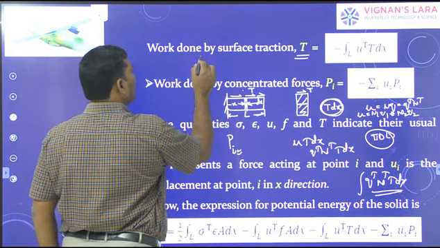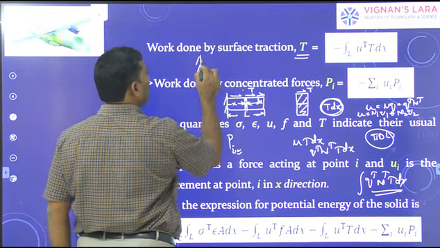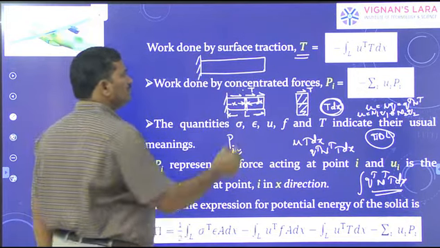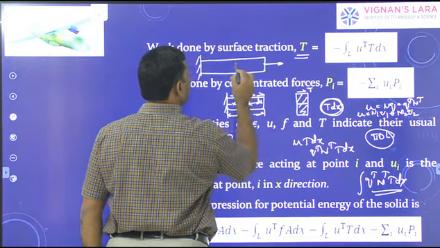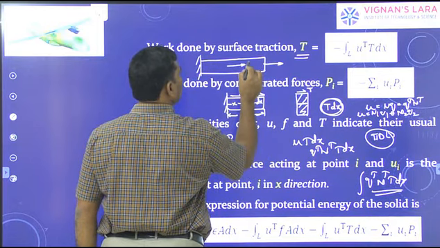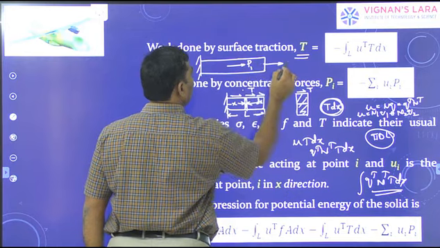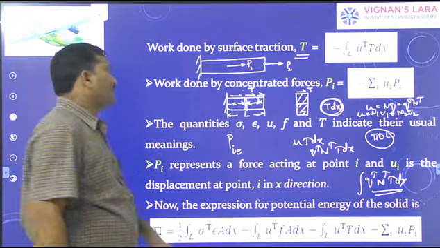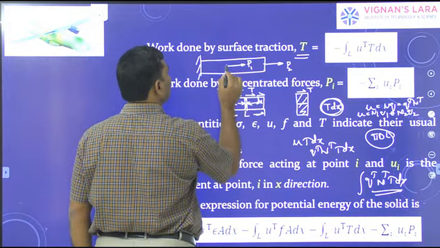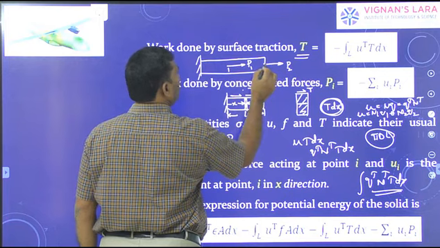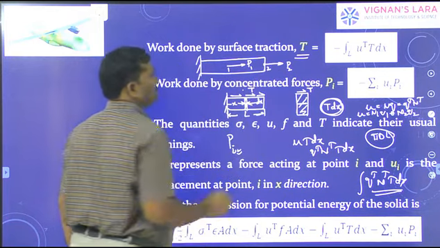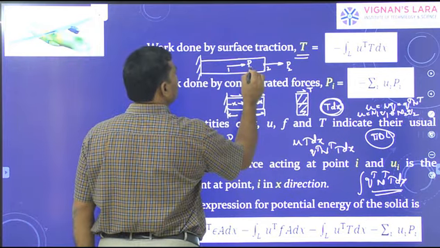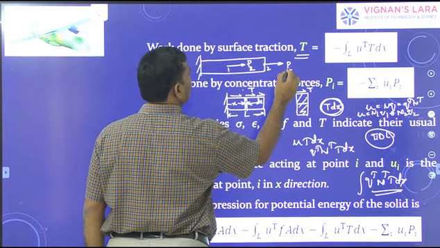Again, I draw a figure. I have a one-dimensional bar, a bar of uniform cross section. Now, one force is acting here at this point, another force is acting here at this point. This is the force say P1 and this is the force say P2. I say P1 is acting at node 1, and P2 is acting at node 2. Or to understand more clearly, I say this is the force P2 and this is the force P3.